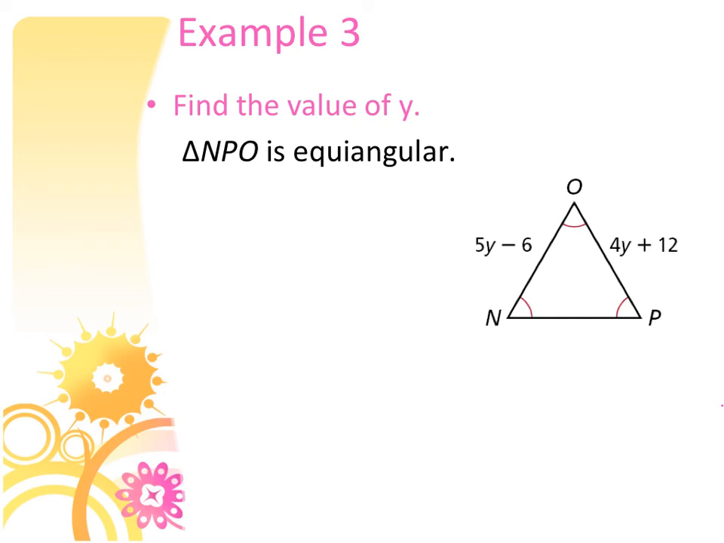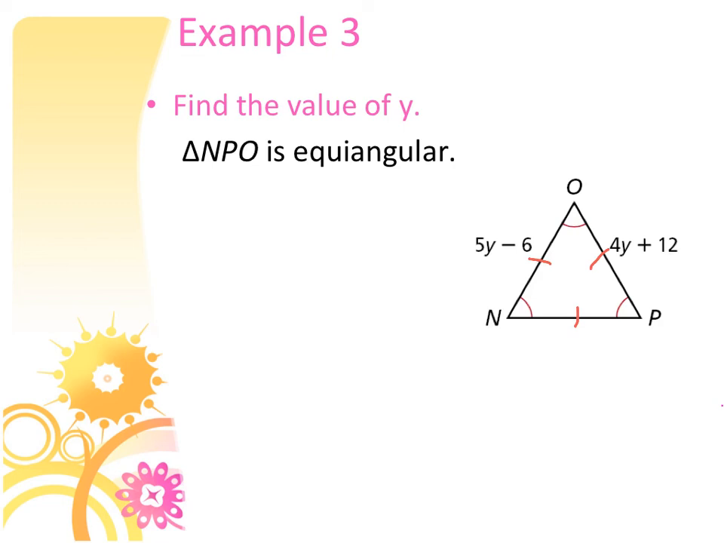Okay, last example. Find the value of y. Triangle NPO is equiangular. If a triangle is equiangular, then it also has to be? Well, all the angles are 60 degrees, but if the triangle is equiangular, then what do we know about the sides? That it's equilateral also. So all the sides are equal. Remember, the angles equal 60.